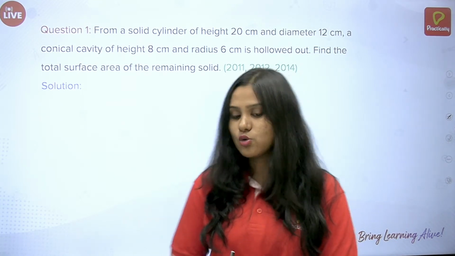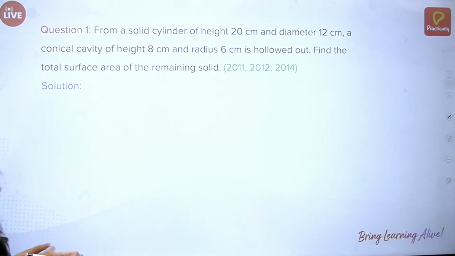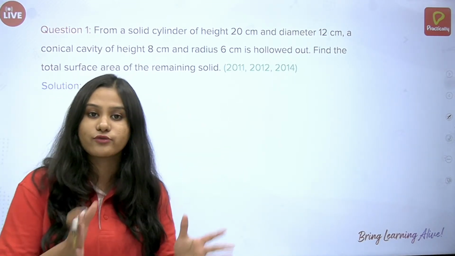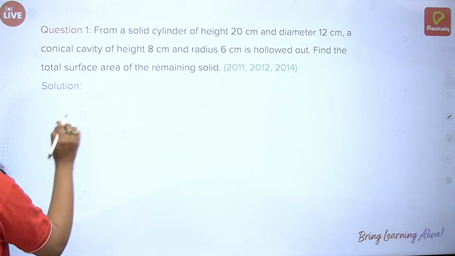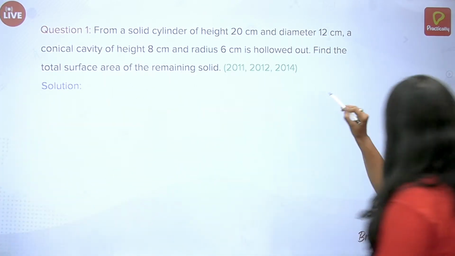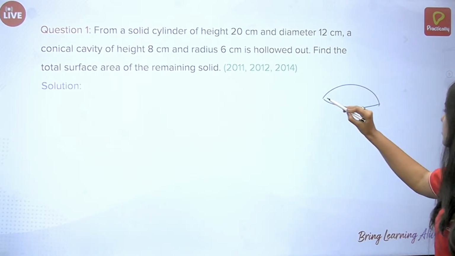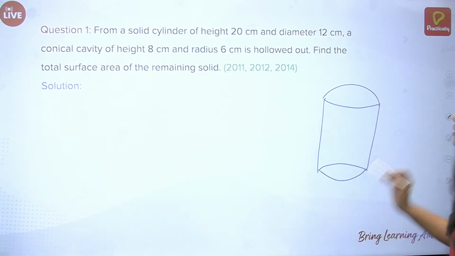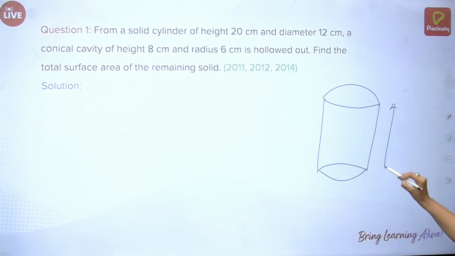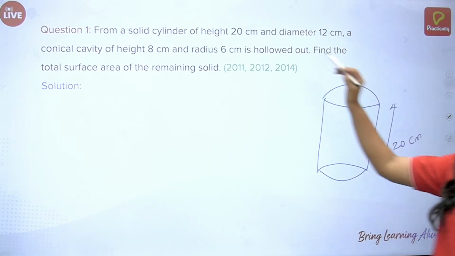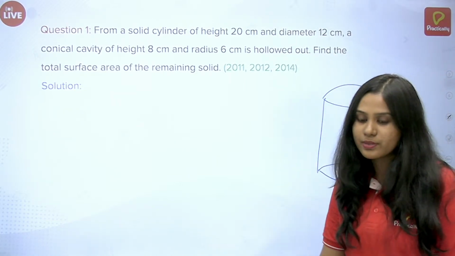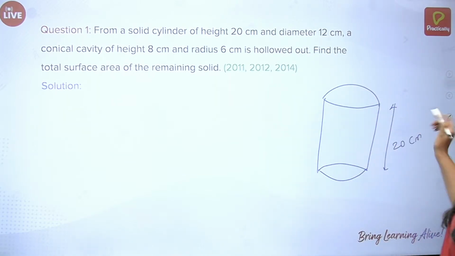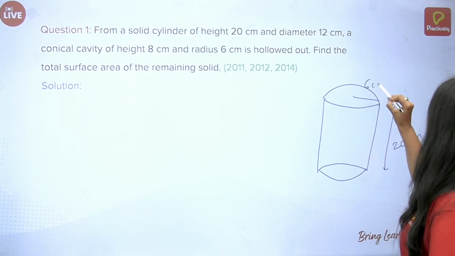Okay, so let's start. What is given? From a solid cylinder, a conical cavity is taken out. We have to find the surface area of the solid. So first, draw a figure. Height is 20 centimeters, so this is 20 centimeters. Diameter is 12 centimeters, so the radius will be 6 centimeters.